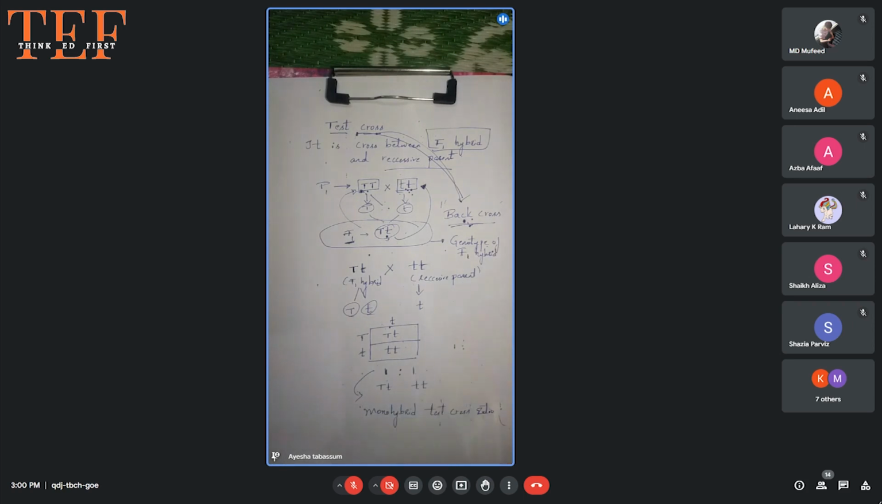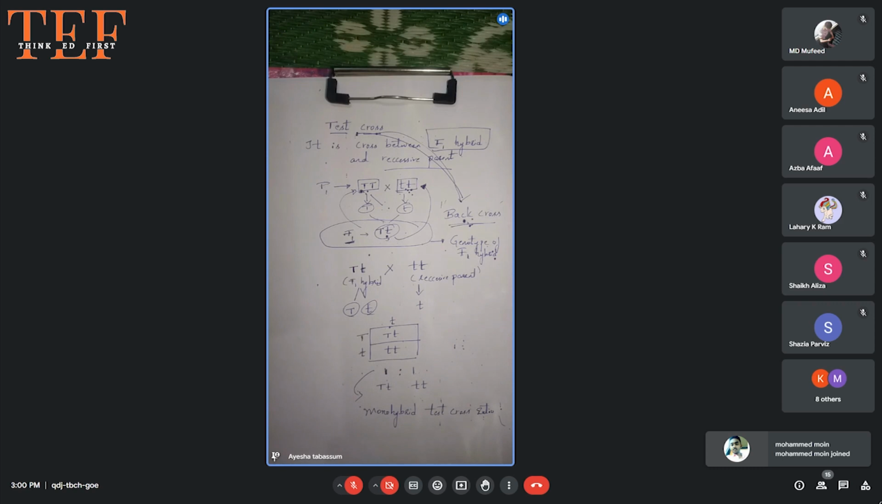In the options, they will give you 4 types. In that, the correct answer is to find out the genotype of the F1 hybrid. Understood? So this is the main reason. You have to remember this. Is it clear?